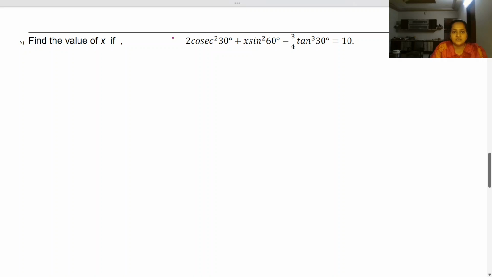If I start with what is given to us, we have 2 cosec square 30 plus x into sine square 60 minus 3 by 4 tan cube 30 is 10. So first step is simple where we just substitute the values of the trigonometric ratios. So we have 2 into, what is cosec 30? Yes, cosec 30 is 2. So this becomes 2 square plus x into sine 60. Sine 60 is root 3 by 2 the whole square because we have a sine square over here.